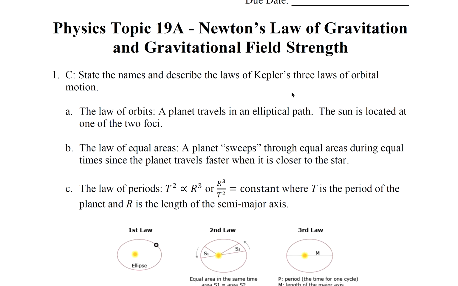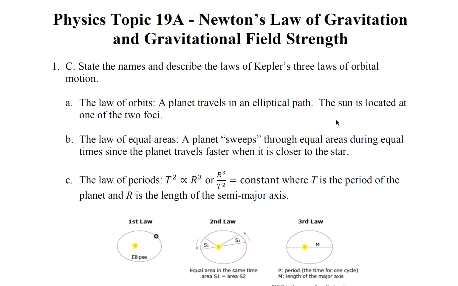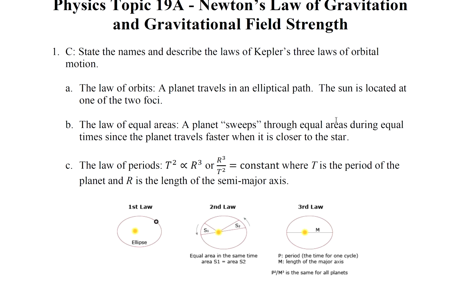The second law of Kepler's orbital motion laws is the law of equal areas. A planet sweeps through equal areas during equal time, since the planet travels faster when it is closer to the star. So in the same time, looking at this image, S1 has the same area as S2.